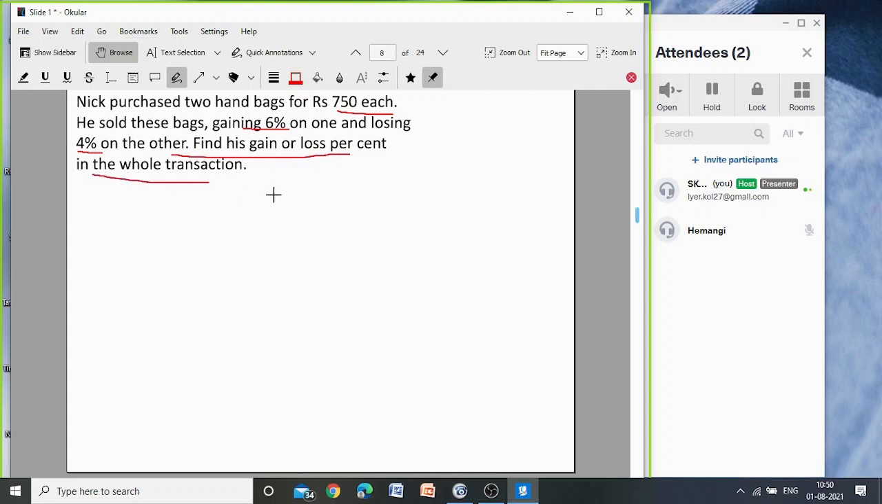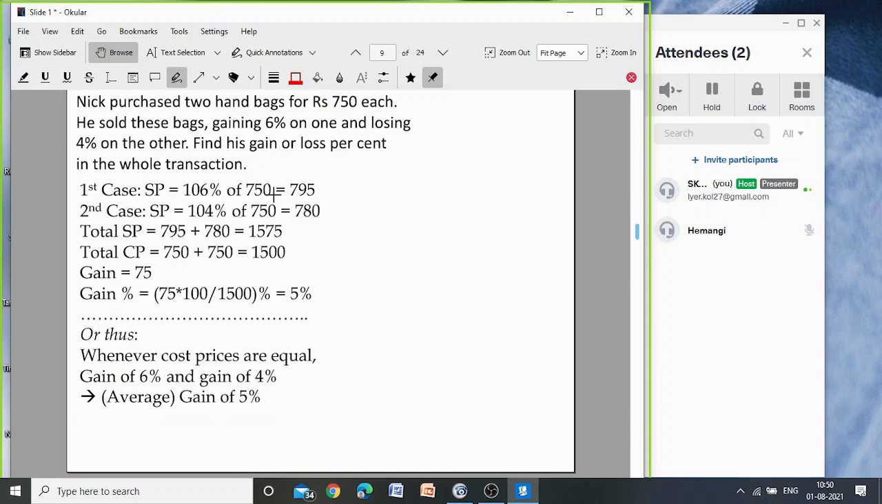So now we can do this because both are on cost price. We will show you the full method and the shortcut method. There you cannot apply it because the cost prices were different. Here cost price is the same. When cost price is the same, you can directly calculate.